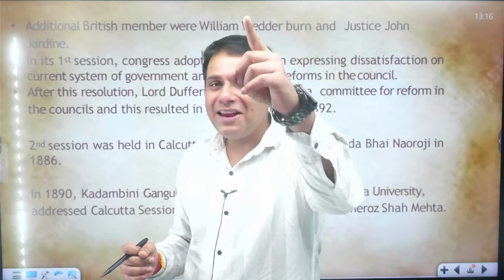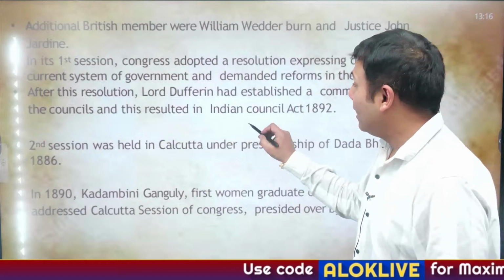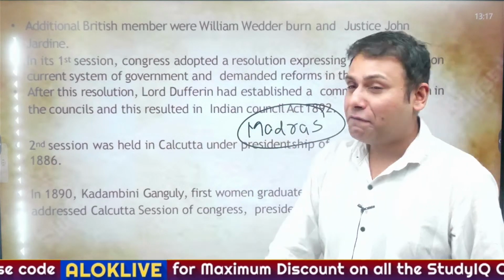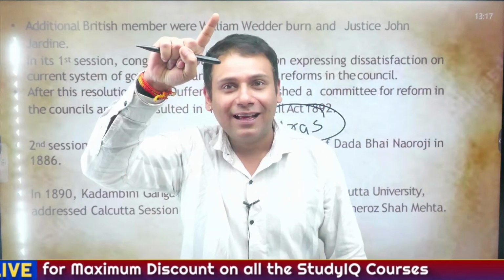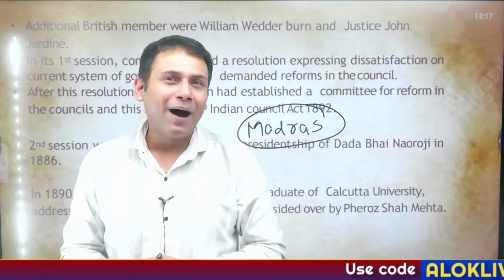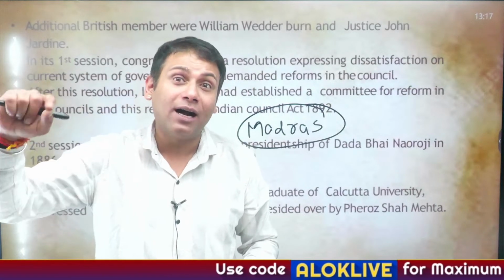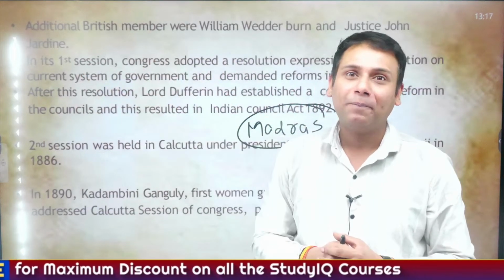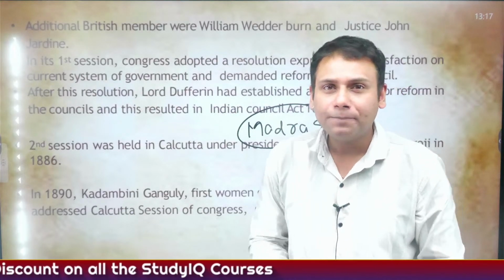But in 1887, the session of the Indian National Congress was held at Madras. And the session was presided over by the first minority president, and his name was Badruddin Tyabji. From now onwards, the number of Muslim delegates and their participation in the Indian National Congress started increasing. And they were also active participants in the Swadeshi movement. Hope the points are clear.